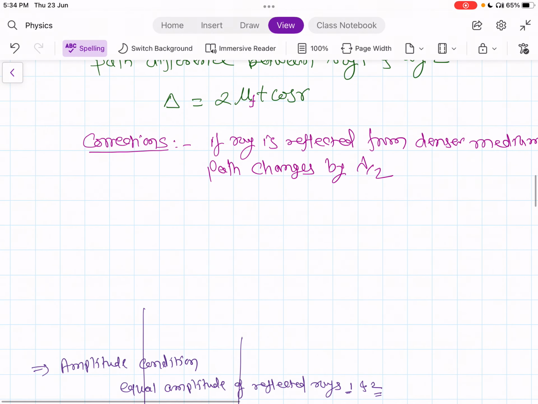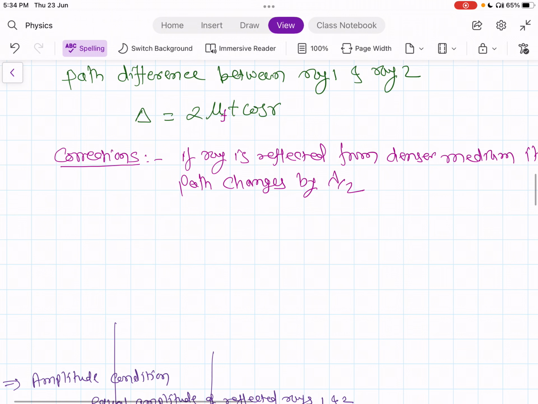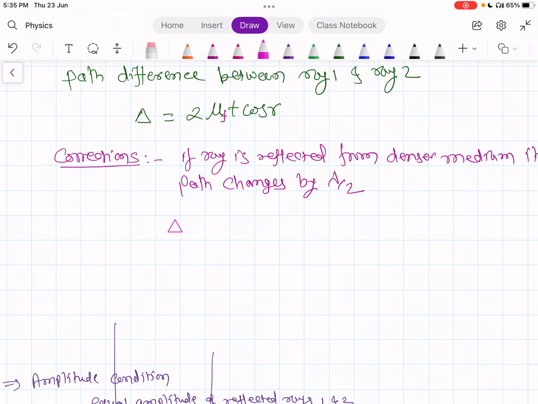And what we are writing here is the path difference. So path difference delta, which is 2 mu f t cos r. For one ray it is lambda by 2, for another it is minus lambda by 2, because you are taking the difference in the path. So lambda by 2 minus lambda by 2. What you get is delta equals 2 mu f t cos r is the path difference between the ray 1 and ray 2.